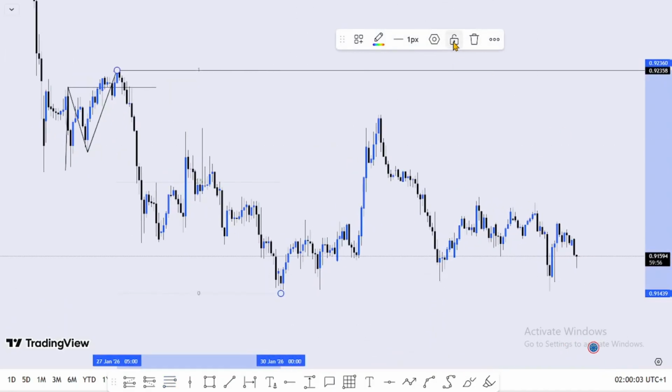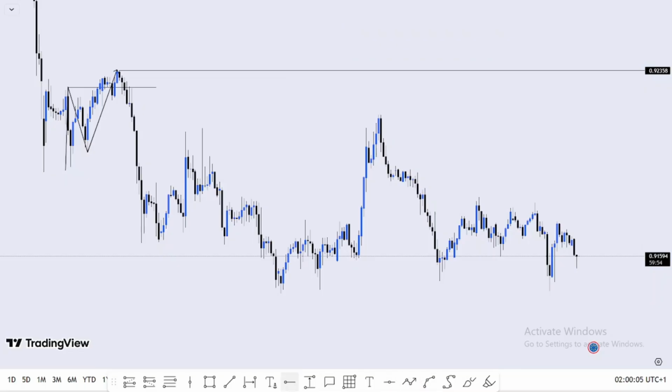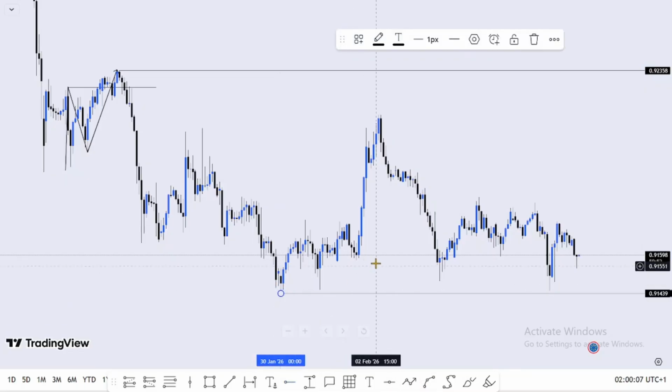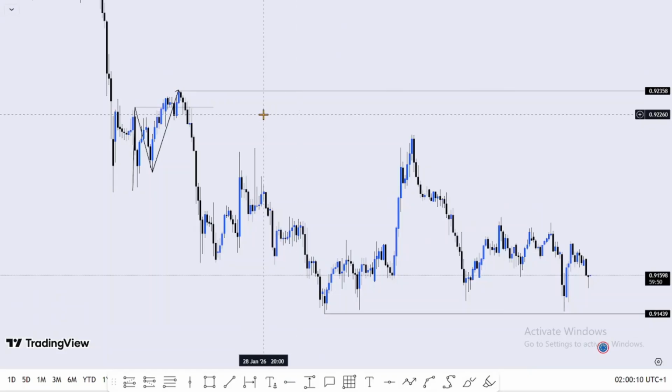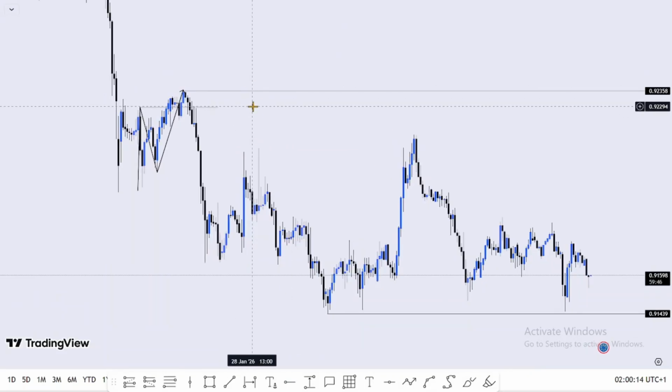Let's just draw it with a horizontal distance. So we have marked our range. So now from here we are able to spot all the types of liquidity that we are interested in. And when price takes it out, we know what price is looking to do next. So what do we have here?